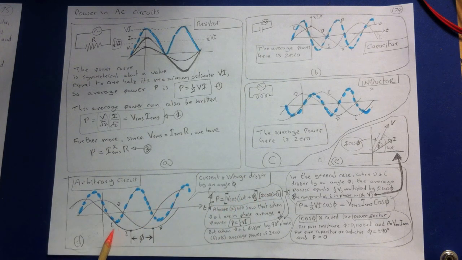The area under the positive loops is greater than under the negative loops. So you can see here there's more power in this upper section than there is down here in the lower sections. And the net average power then is positive.